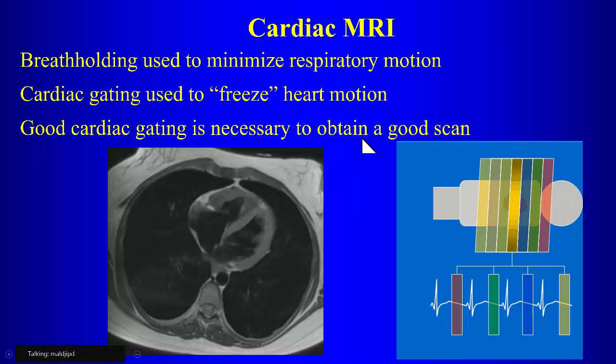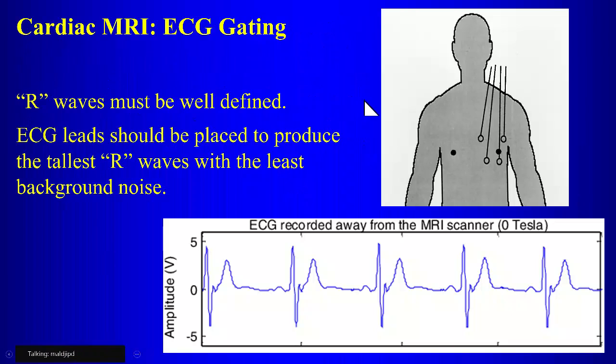So the first thing you always have to do when you're doing an MRI study is to check the cardiac gating and make sure that your cardiac gating is good. For cardiac gating, the software goes by the R waves. It uses these R waves to determine the cardiac cycle, the length of each individual cardiac cycle. So we have ECG leads placed on the patient, and these need to be placed to identify the tallest R waves with the least amount of background noise.